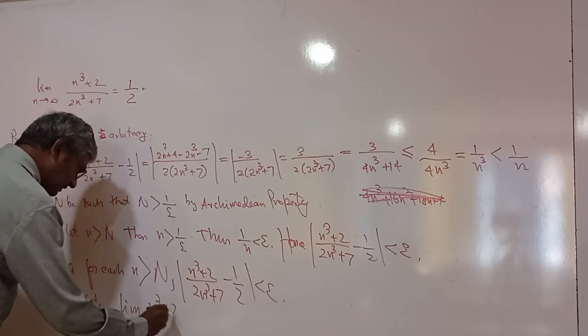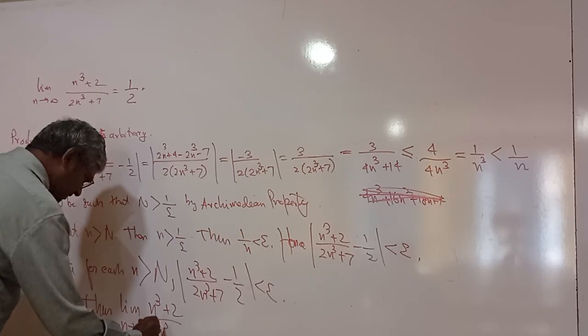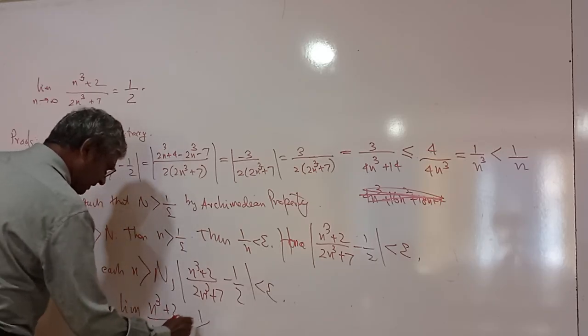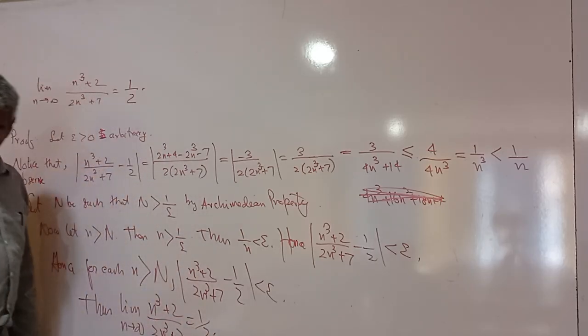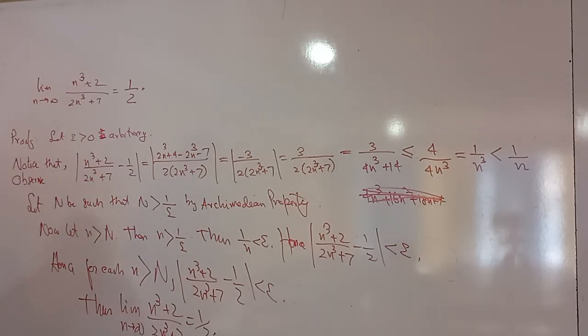n cube plus 2 divided by 2 n cube plus 7 is equal to 1 half. So you need to be able to prove this sort of little things. They are not difficult at all, but you need to be able to prove. At the same time, it will be a good problem for you to show that the limit of n cube plus 2 divided by 2 n cube plus 7 is not equal to 1/3.